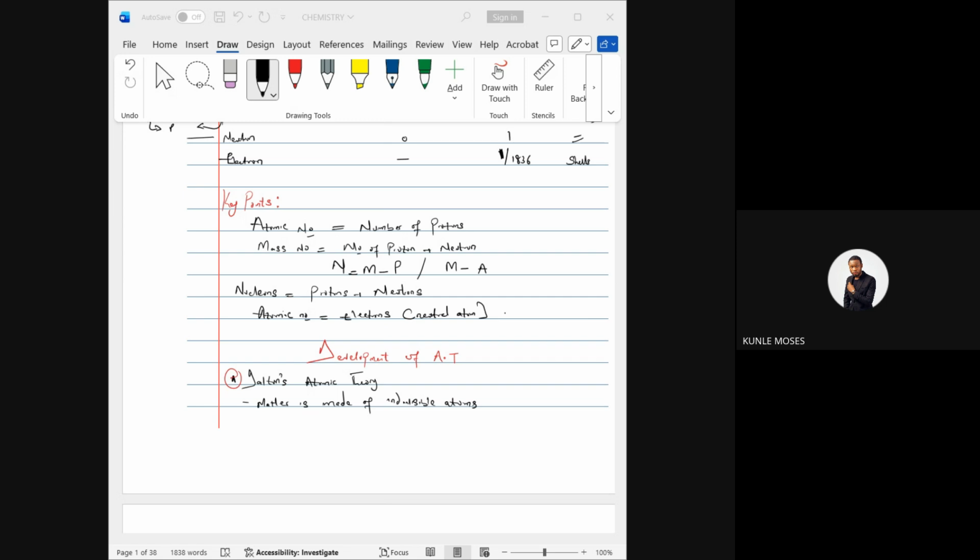Atoms of the same element are identical. Those are the two things, the summary of Dalton's atomic theory. And what do we mean when we say matter is made up of indivisible atoms? What does it mean?